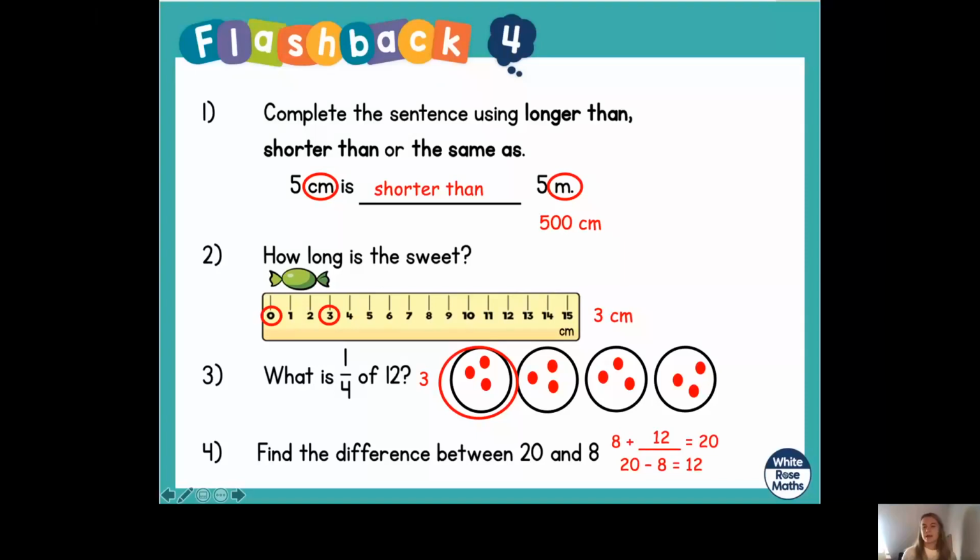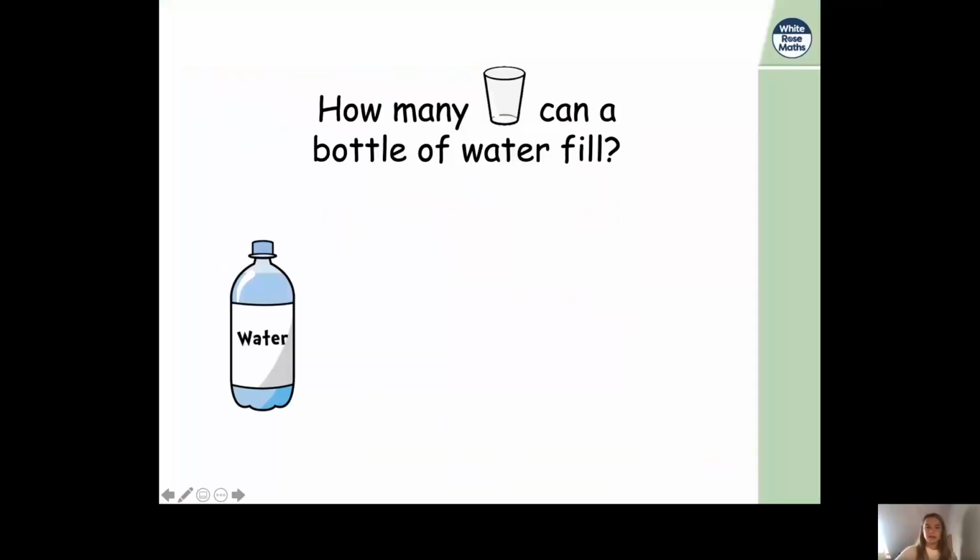So let's move on now to our learning for today. So here is our first question. How many glasses can a bottle of water fill? So we've got our bottle of water and it's at full capacity, okay? It's full. So how many glasses can we fill with it?